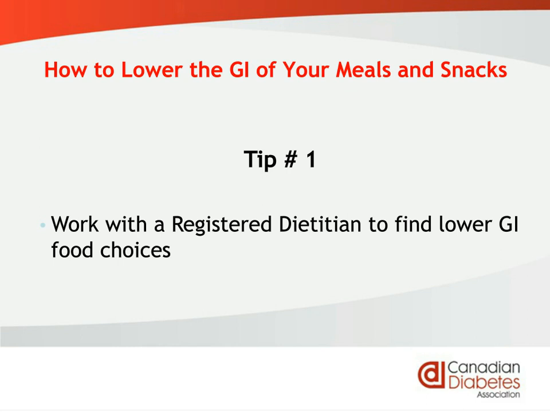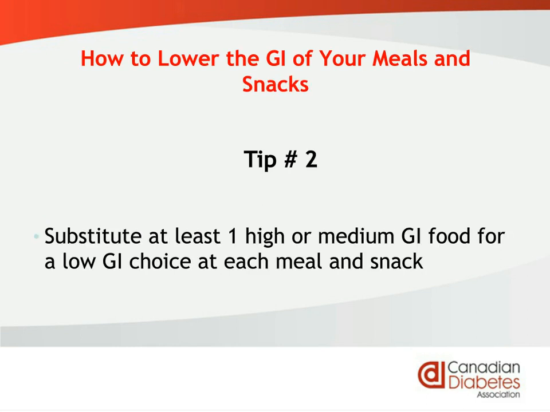Our second tip is to substitute at least one high or medium GI food for a low GI choice at each meal and snack. We suggest only one per meal and snack because research has shown that substituting at least one can show a benefit for blood sugar management. You are welcome to do more, of course, but just the one is okay. And then we recommend that you do this most days of the week.